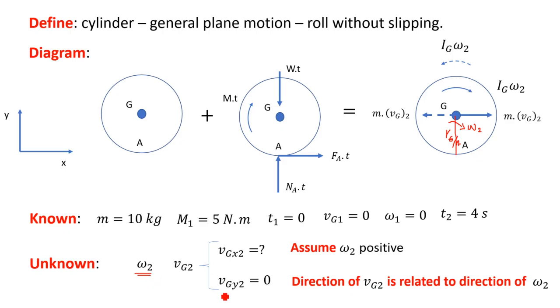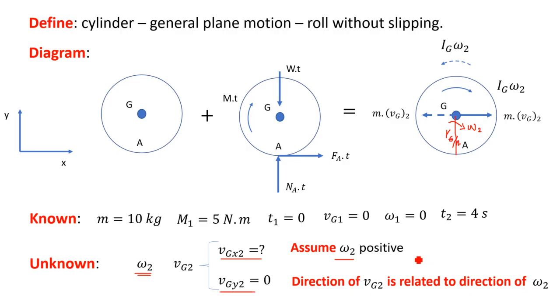Now we know that the velocity in the vertical direction is equal to 0, because the velocity 2, or the velocity at the center, is related to the omega, and the omega is perpendicular to the vertical r value of GA, and thus we only have an x-axis value, which we don't know yet. We're going to assume for the calculation that omega, though it is in the clockwise direction, is a positive value. And we're going to do the calculation.